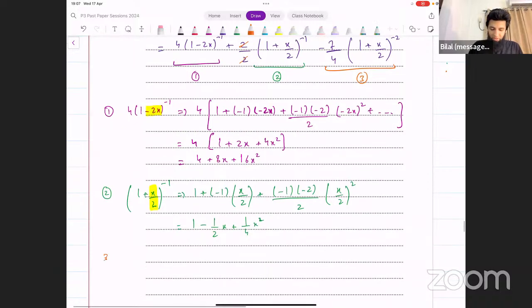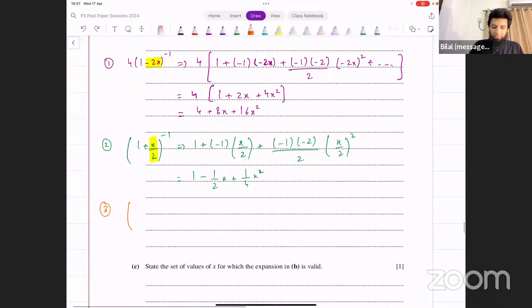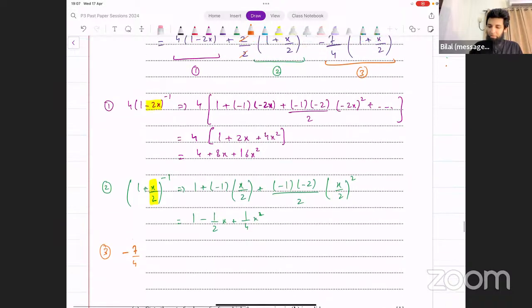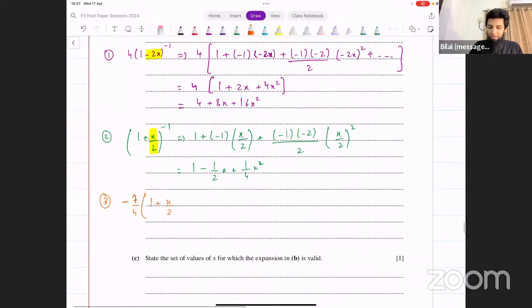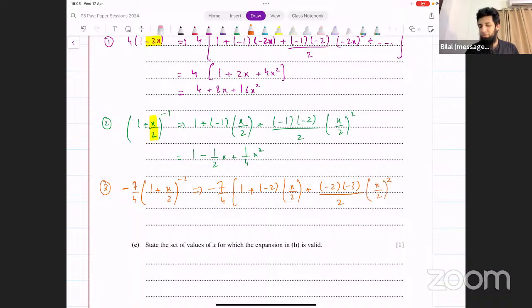Then you do the third expansion and see what that gives you. Number 3 is going to be minus 7 over 4 multiplied by (1 plus x over 2) whole raised to power minus 2. Now, minus 7 over 4 outside remains as it is. And then you say 1 plus n, which is minus 2, into x, which is x over 2, plus n into n minus 1, that's minus 2 into minus 3 divided by 2 into (x over 2) whole squared. Now simplify this and see what this gives you.